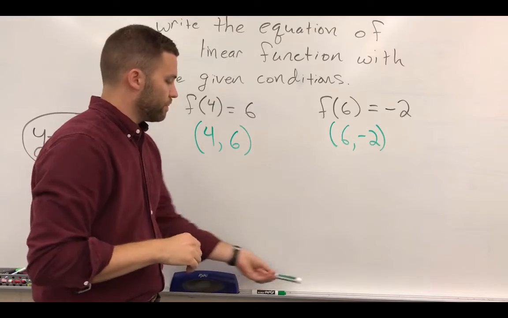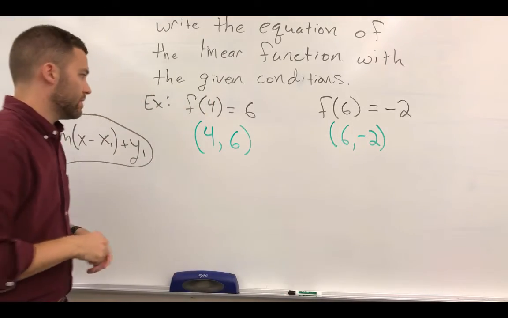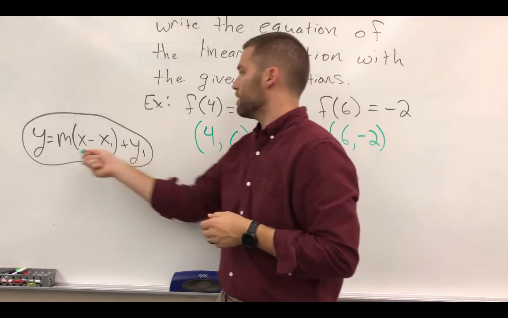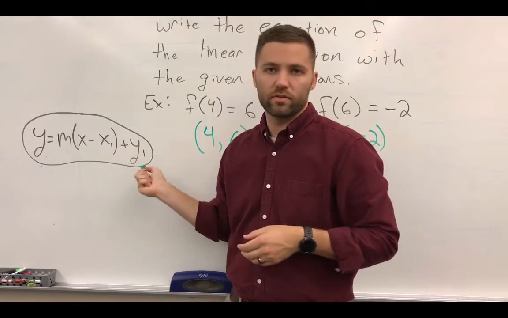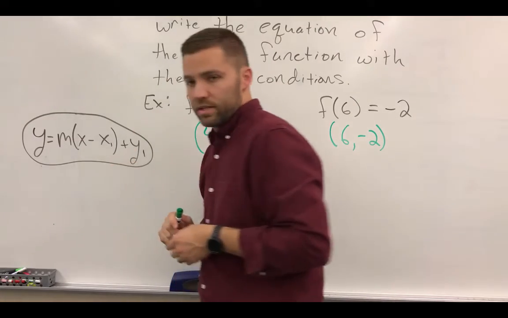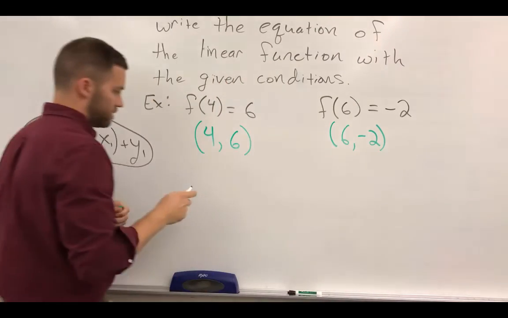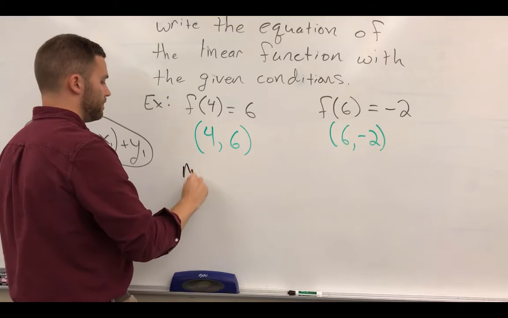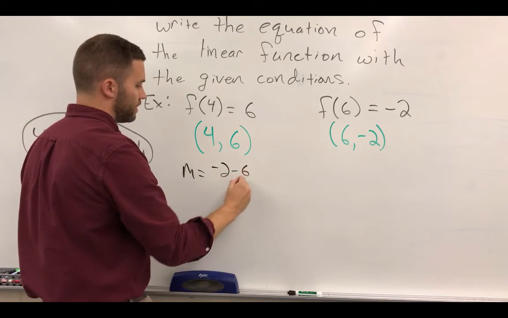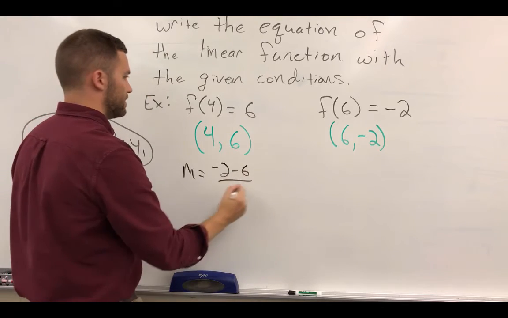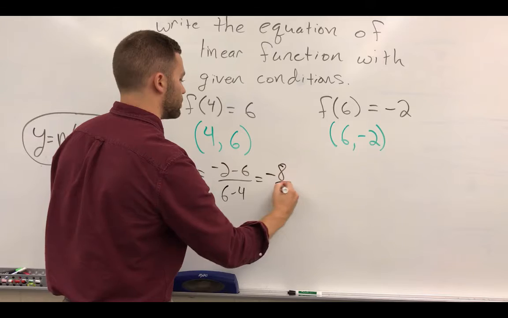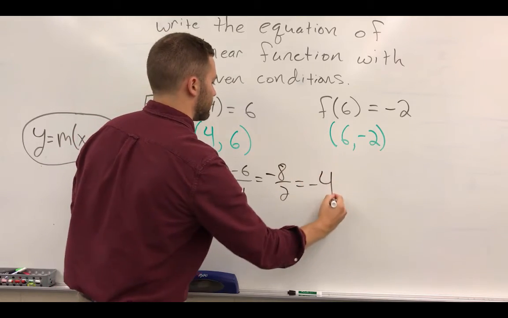Now that I have 2 points, I can find the equation of the line, and I'm going to use point-slope form. This is a slightly different variation than what was just presented to you, but it has the y1 moved around to the end, and it saves me a step. We'll plug everything into this form, and we'll get the equation of the line. First we need the slope. m is equal to y2 minus y1 over x2 minus x1, so negative 2 minus 6 divided by 6 minus 4. That's equal to negative 8 over 2, which is negative 4.